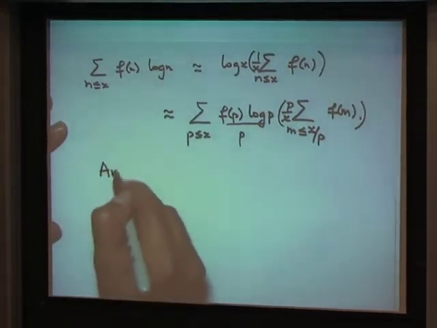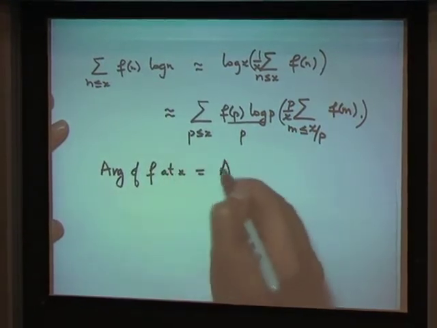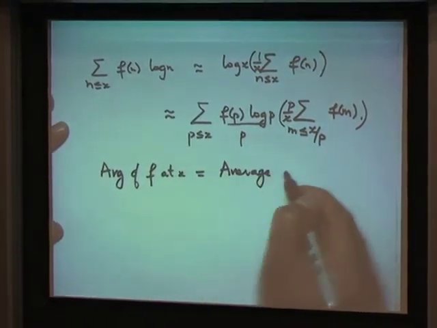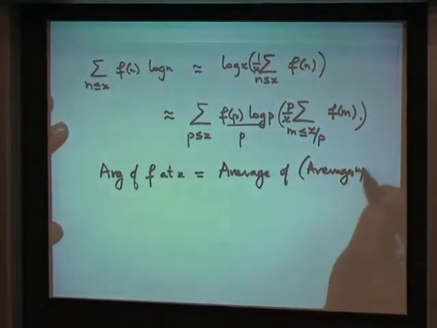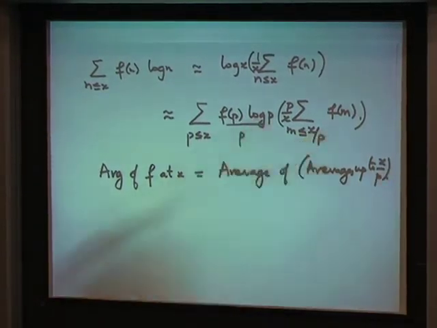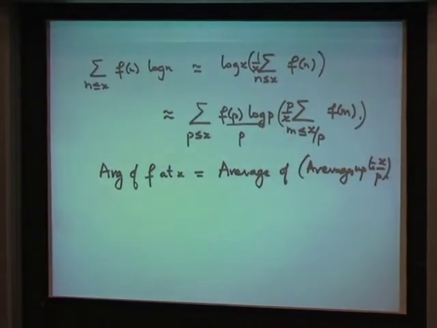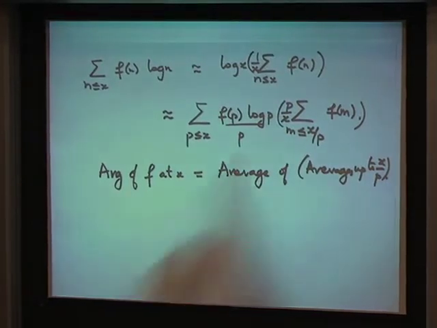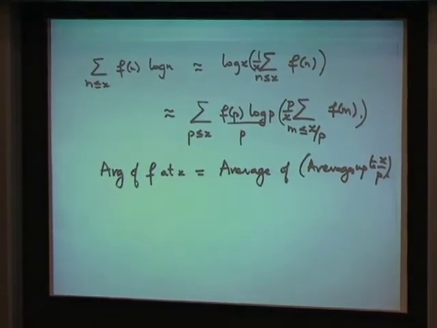So the average of f at x is some kind of an average of averages up to x over p. The sum of log p over p is just log x, so this guy also behaves like some kind of an average. So in other words, whatever this thing that we are studying, it's not just the value of some function at a point. Each value of the function at a point is an average of all the values which came before it.